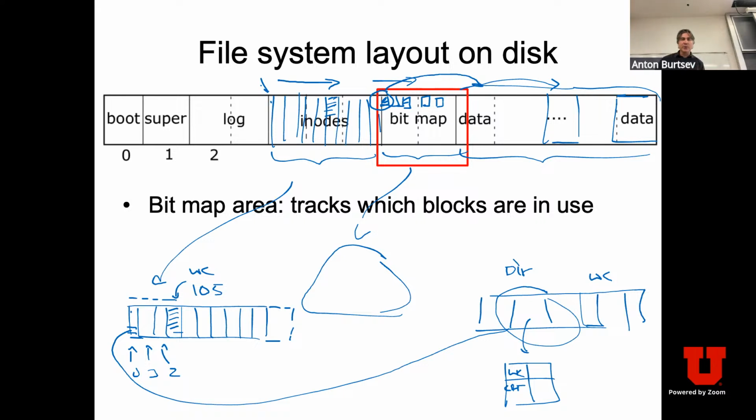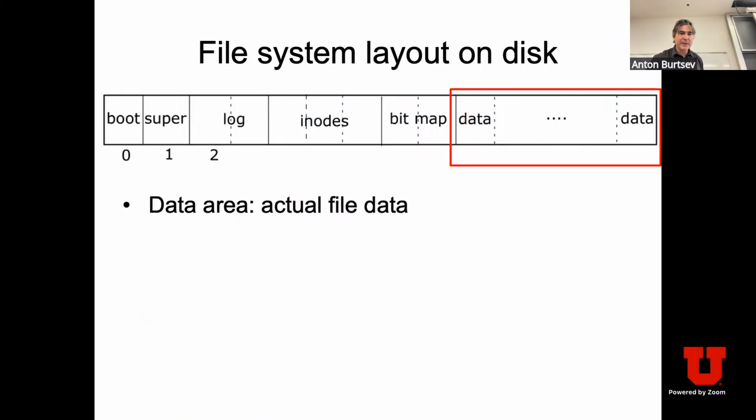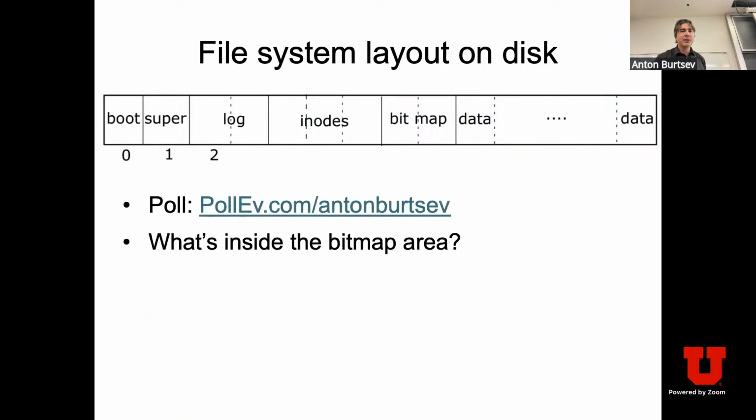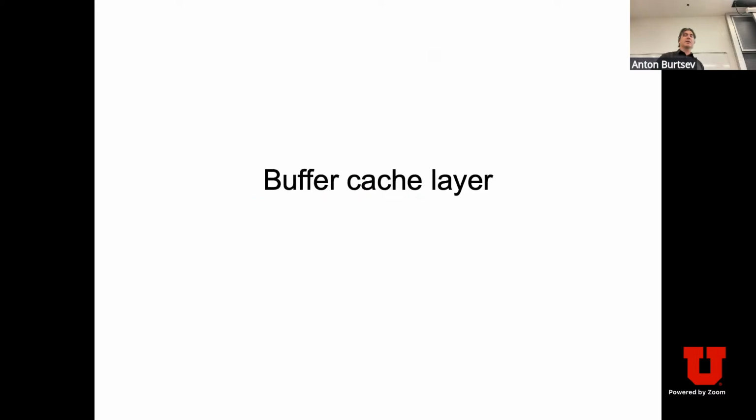So now let's go into those layers. We got everything. We got the bitmap. We got the data area. We did this poll last time. So let's talk about the buffer cache. So the buffer cache essentially, literally what we want to do is we want to cache frequently accessed blocks. It's not about inodes. It's not about anything. It's just any block in a file system.